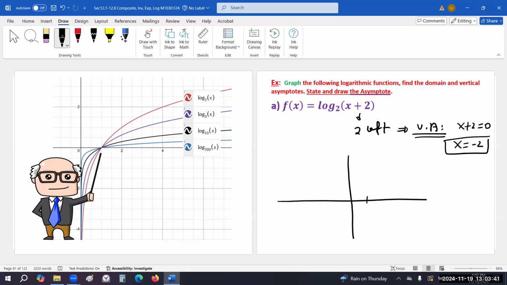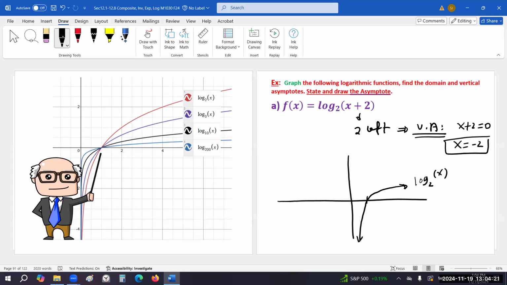The original log graph goes through the x value 1, and this is the shape. This is log base 2 of x. That's the original. So it's not log of x, the log has base 2. So this original graph has to have base 2. That's the vertical asymptote. It's the line that we cannot cross. So it's x equals negative 2. We have x equals negative 1 here.